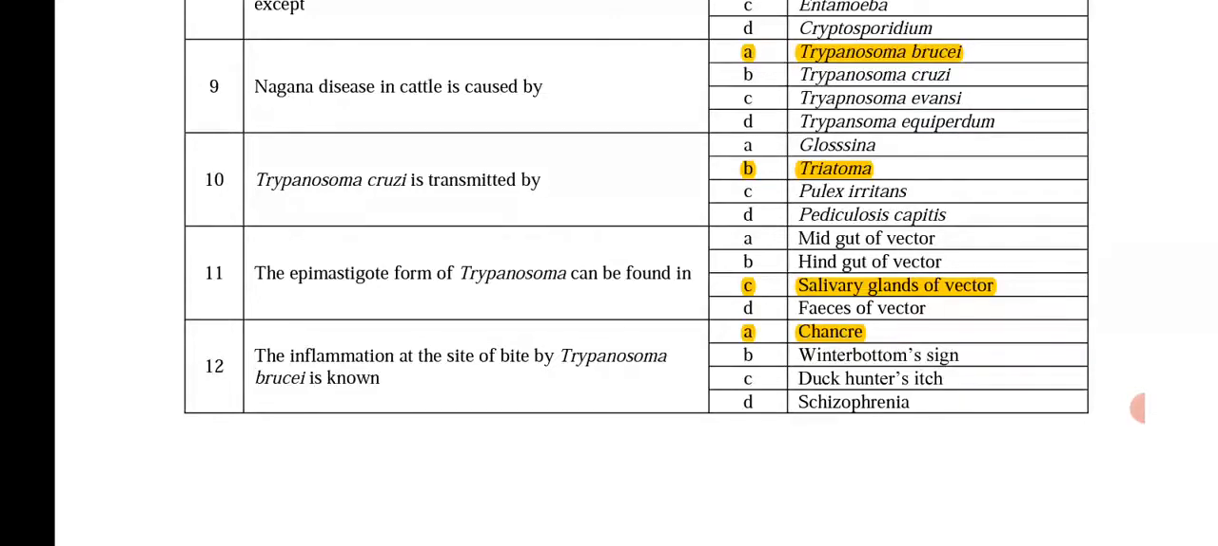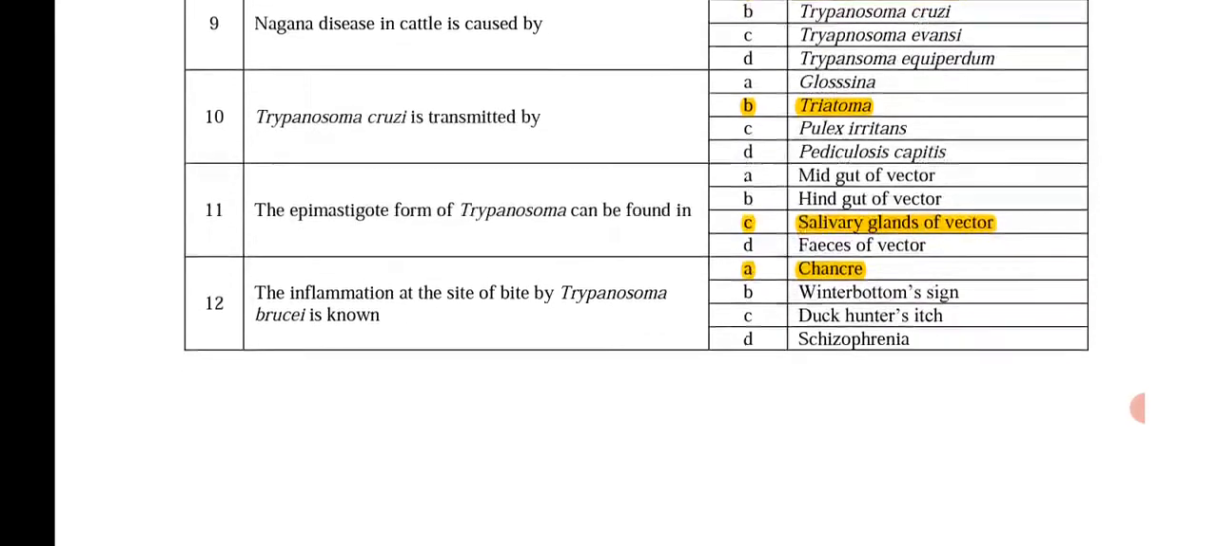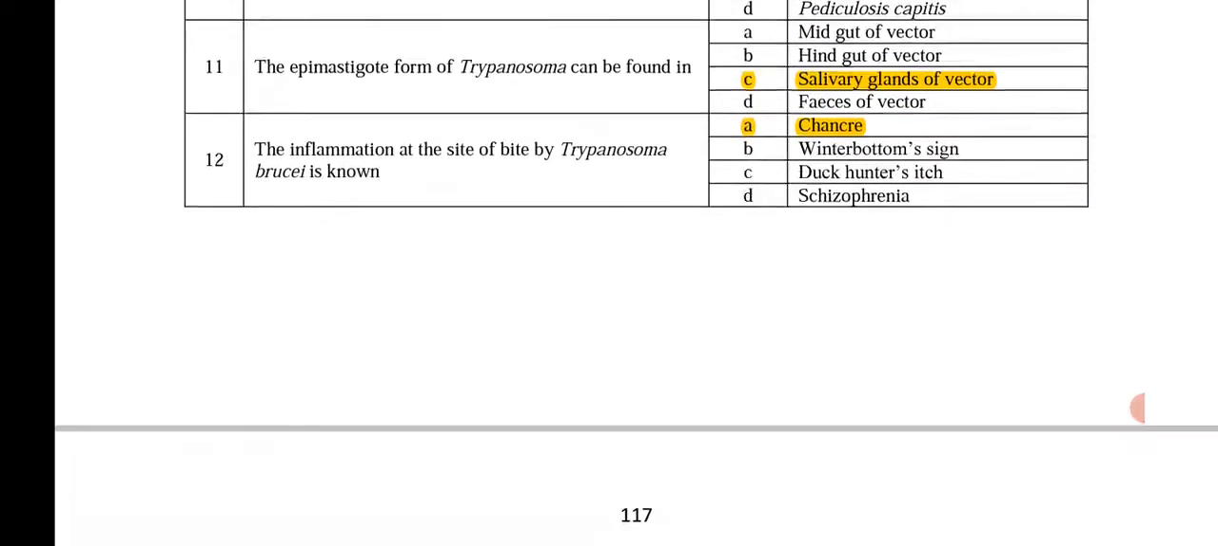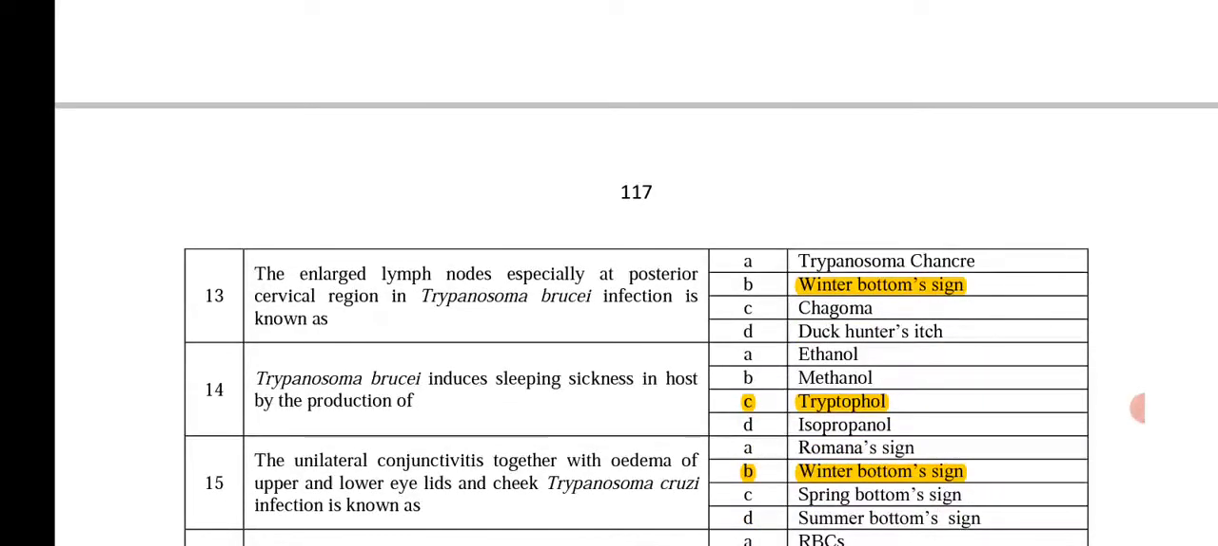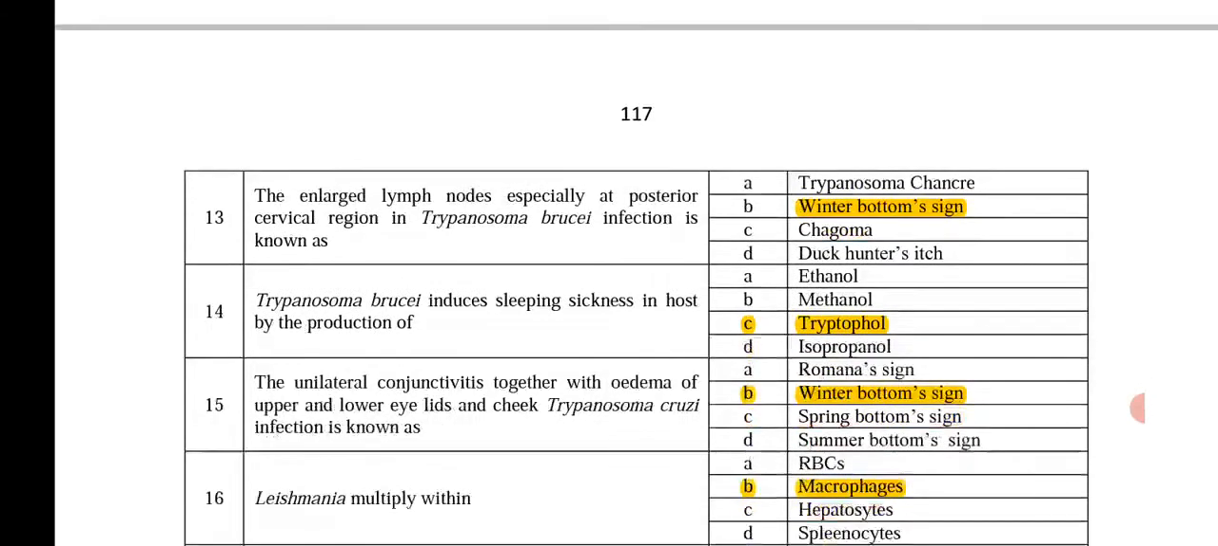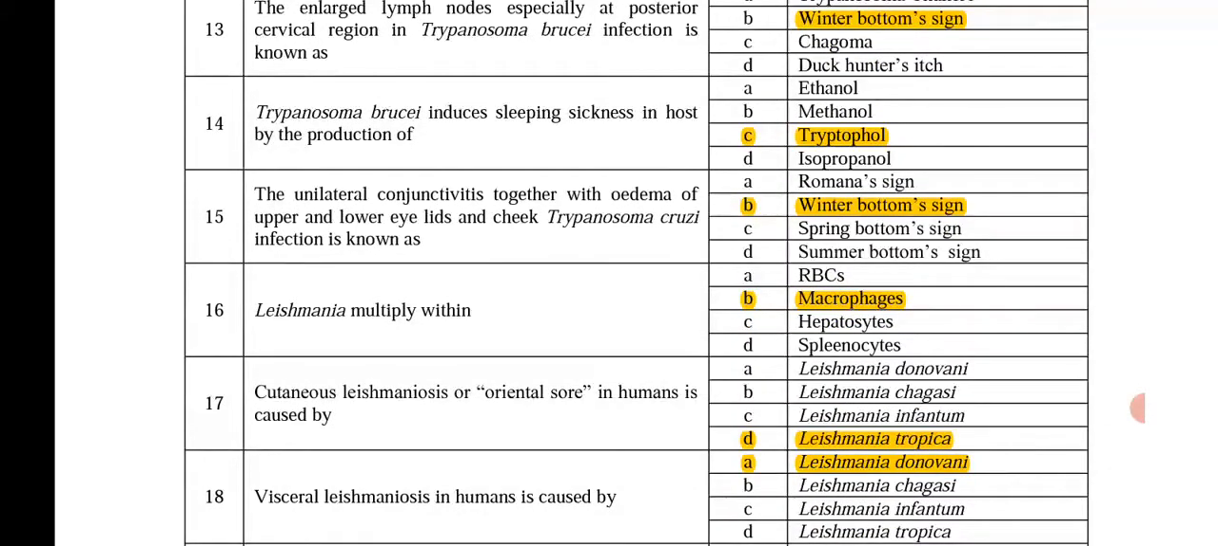The epimastigote form of Trypanosoma can be found in the salivary glands of the vector. The inflammation at the site of Trypanosoma brucei bite is known as chancre. The enlarged lymph nodes, especially in the posterior cervical region, in Trypanosoma brucei infection is known as Winterbottom's sign. Trypanosoma brucei induces sleeping sickness in the host by the production of tryptophol. The unilateral conjunctivitis, together with edema of upper and lower eyelids and cheek, in Trypanosoma cruzi infection is known as Romaña's sign. Leishmania multiply within macrophages.